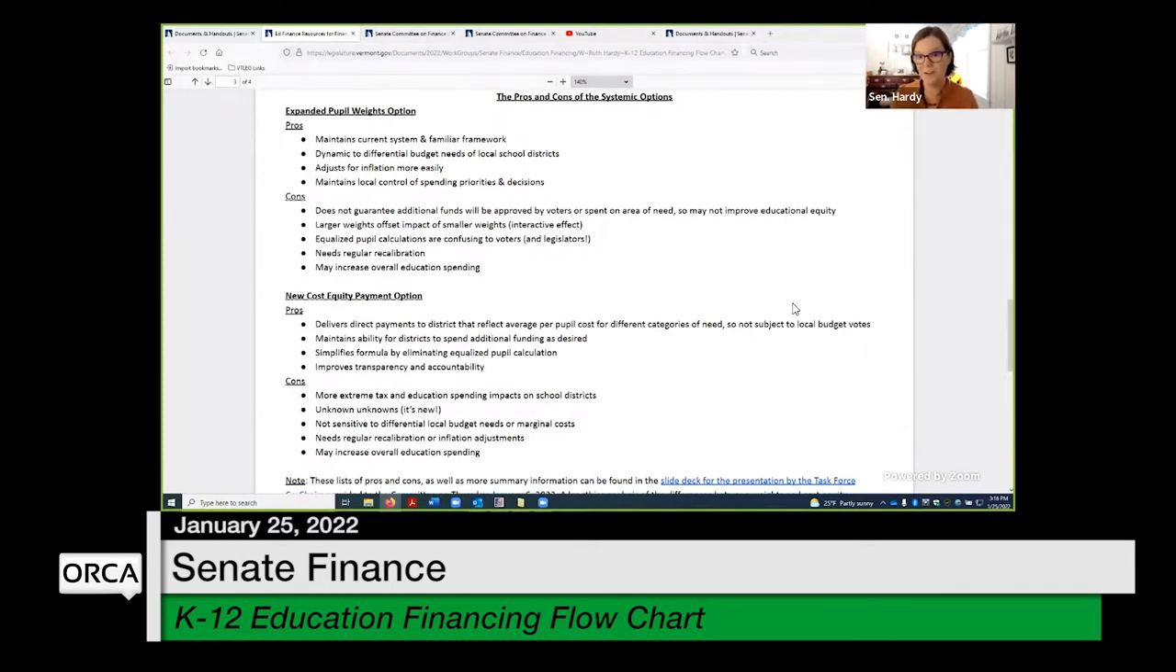It's a double-sided coin or a two-edged sword or however you want to say it. It's both a benefit and not a benefit in this case, because if what we're trying to do is direct resources to an area of need, using weights doesn't necessarily do that. The larger weights offset the impact of the smaller weights. That's the interactive effect that Brad was showing us when he was in here last time. That just because a district qualifies for a weight, if there's another district that qualifies for a larger weight, or if some districts get the weights and some don't, they will offset each other.